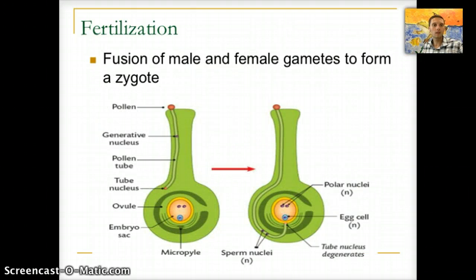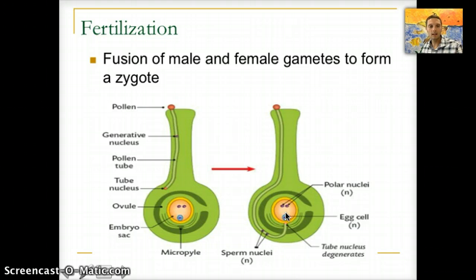So fertilization is the fusion of male and female gametes to form a zygote. How this works is the pollen lands on the stigma, moves down through the pollen tube, and eventually gets to the ovule. The sperm from the pollen are going to fertilize an egg cell. One of those sperm fuses with an egg nucleus, forming a diploid zygote, and the other fuses with another nucleus, which triggers the formation of a food store for the embryo.